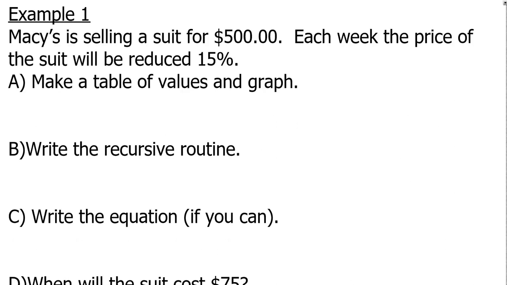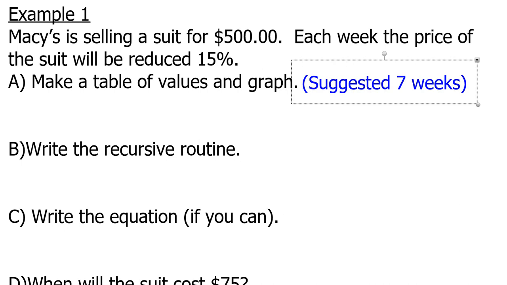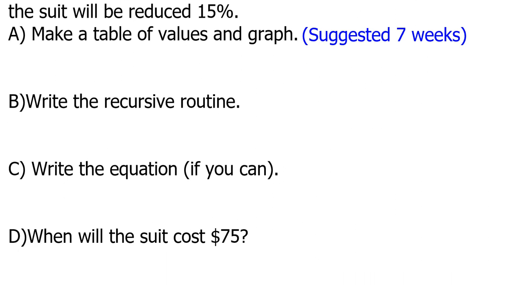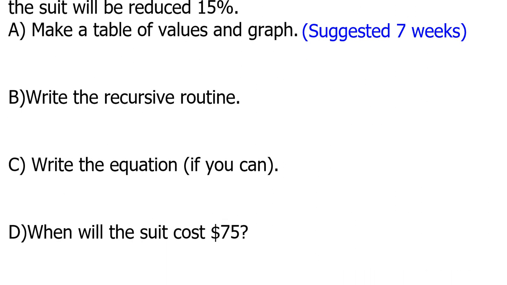So we're getting into a couple of examples now, saying that Macy's is selling a suit for $500. Each week, the price of the suit will be reduced by 15%. So what we're going to do here is a couple of things. We want to make a table of values and graph. I would suggest doing at least 7 weeks of data to help you think about that. Then we'll come up with the recursive routine, writing an equation if we can, and then doing some predictions like when will the suit cost $75.